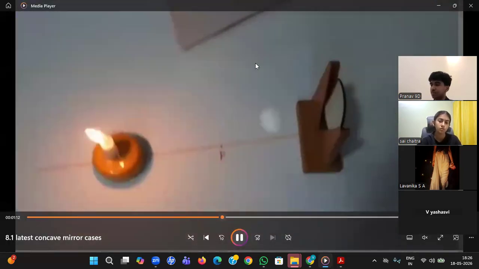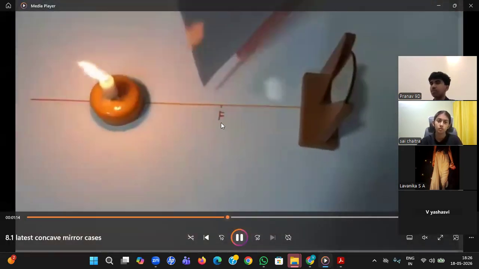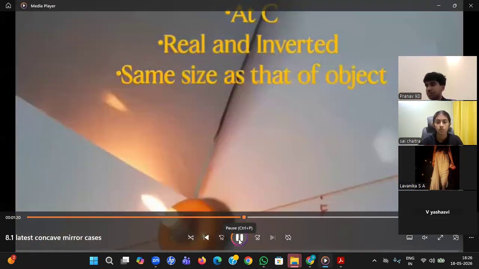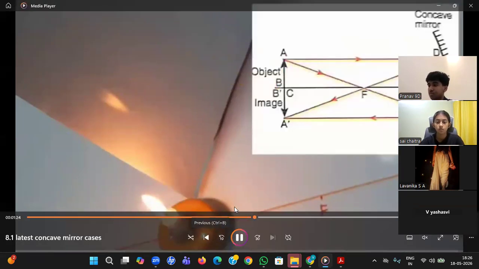Now you see, student, this is a screen. It should also be kept on the center of curvature only. That's the reason he kept them just side by side. So can you see here, student? Your object height and image height are both the same size. And can you see, exactly the inversion has happened. The pointed one is at the top, the pointed one is down. This is nothing but case number three. Same size as the object.